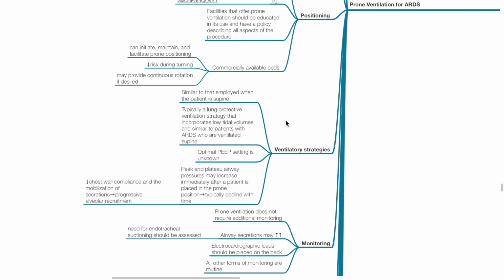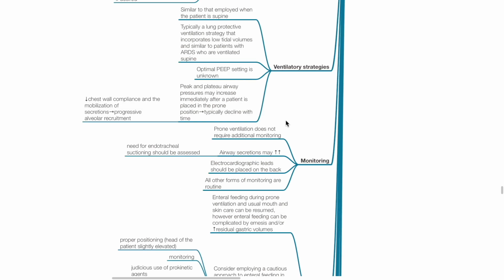Typically it is a lung protective ventilation strategy that incorporates low tidal volumes. Optimal PEEP setting is unknown. Peak and plateau airway pressures may increase immediately after the patient is placed in the prone position and typically decline with time. This is due to reduced chest wall compliance and the mobilization of secretions. Prone ventilation does not require additional monitoring. Employ monitoring as indicated. Airway secretions may increase dramatically, and the need for endotracheal suctioning should be assessed regularly. ECG leads should be placed on the back of the patient.